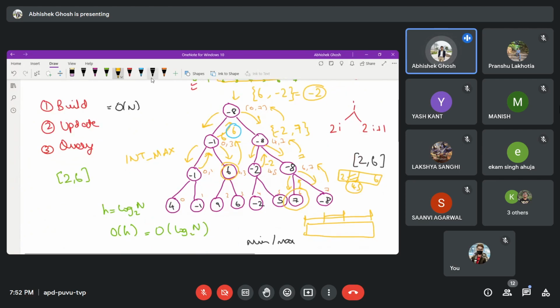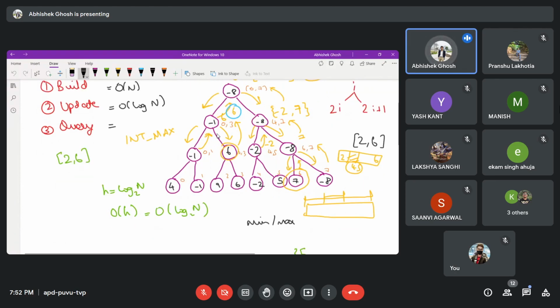So how much work did I do in query? Let's write the answer for update. So update took order of log n time. In query, okay, so bear with me.